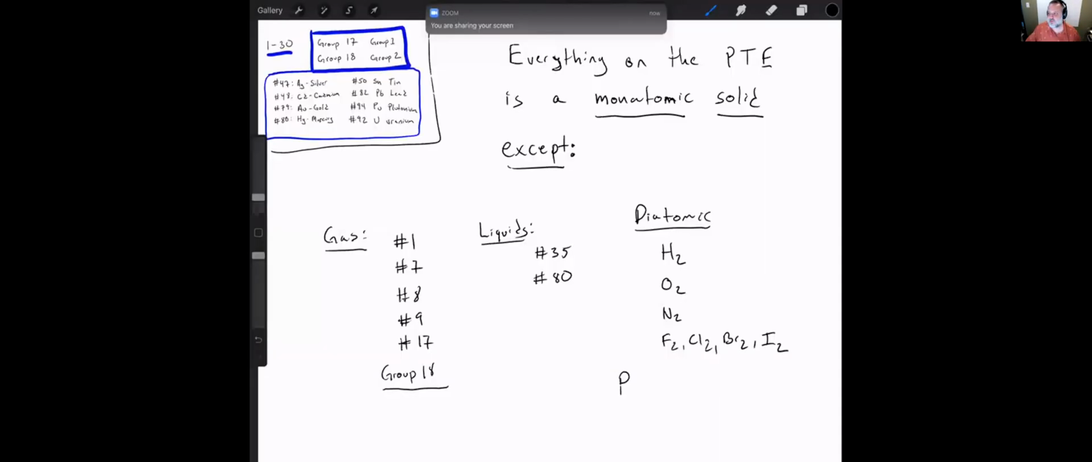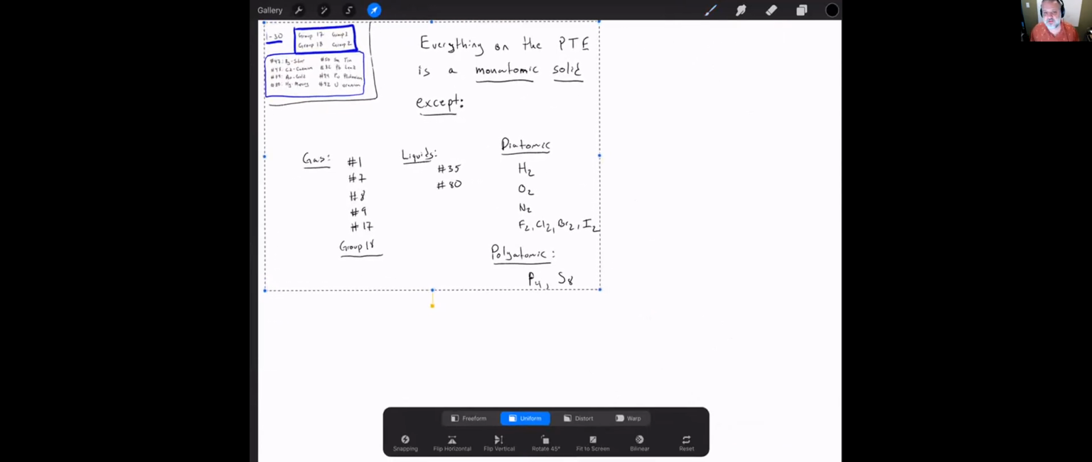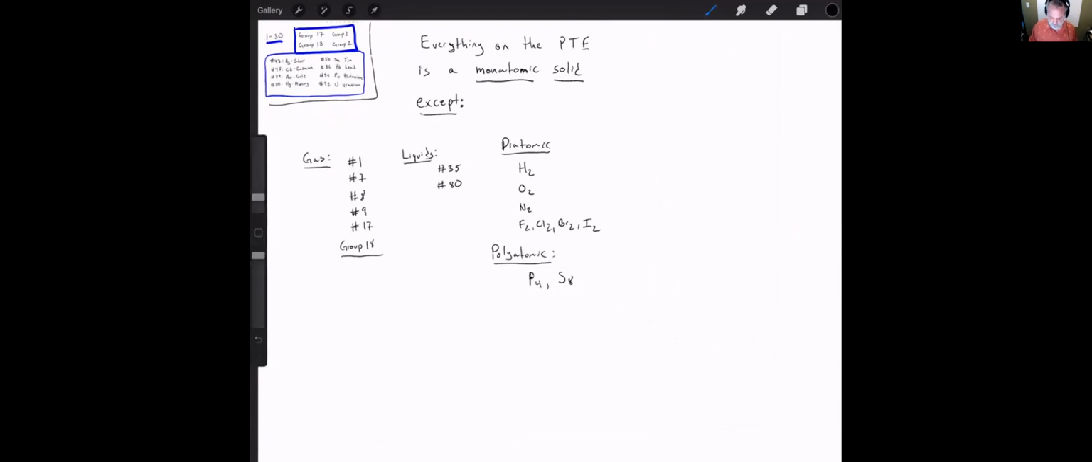So let's write those down real quick. And I'm just going to use the word polyatomic to describe them. P4 and S8. So I'm going to shrink that out. And so that's all the exceptions. So again, everything on the periodic table is a monatomic solid except for the following. There are some gases and some liquids, and we talked about which ones those are. And there's some things that aren't monatomic. There's some diatomics and a couple of polyatomics.